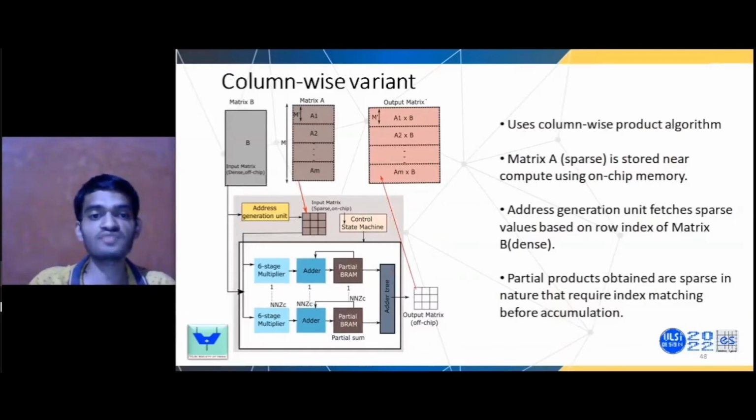In the case of the column-wise variant, it uses the column-wise product algorithm, and since the matrix A is frequently accessed, it's stored in the on-chip memory near the compute. Based on the dense matrix, the corresponding column is fed into the multiplier, and the partial products obtained in this particular case are sparse in nature. Hence, before accumulation, some sort of index matching is required in order to add to the right value.